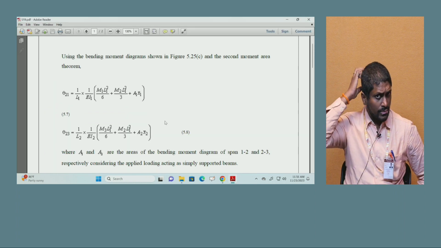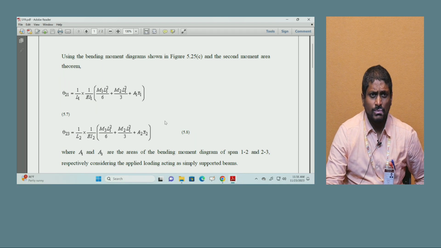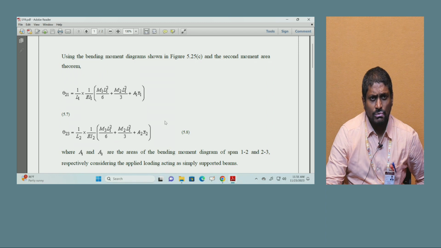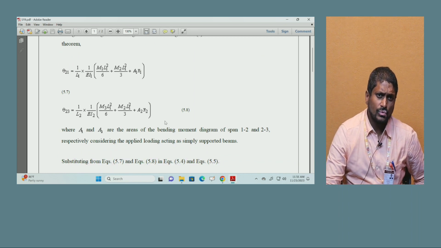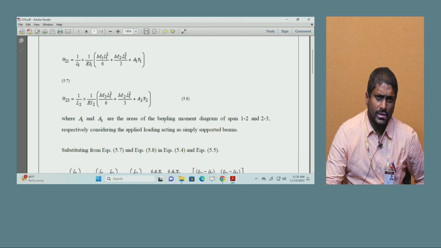Using the bending moment diagram shown in the figure and the second moment area theorem, where A1 and A2 are the areas of the bending moment diagrams of spans 1-2 and 2-3, theta 21 equals 1 by L1 into 1 by EI1 into (M1 L1 square by 6 plus M2 L1 square by 3 plus A1 x bar 1), and theta 23 equals 1 by L2 into 1 by EI2 into (M3 L2 square by 6 plus M2 L2 square by 3 plus A2 x bar 2).